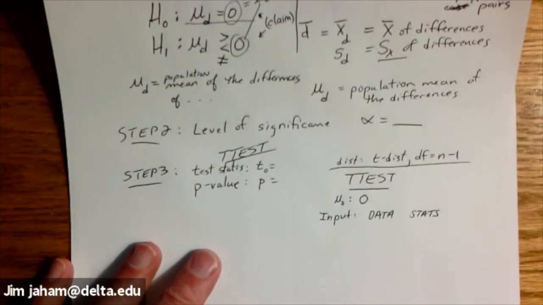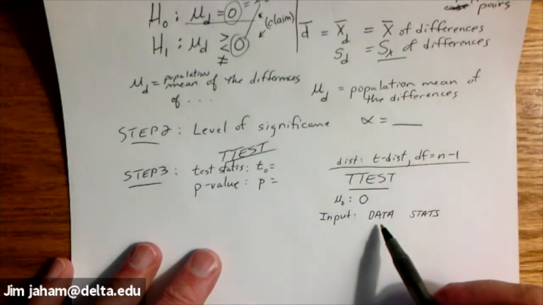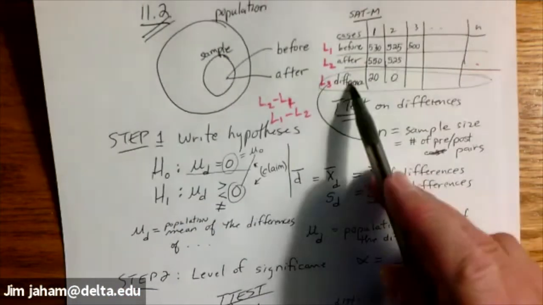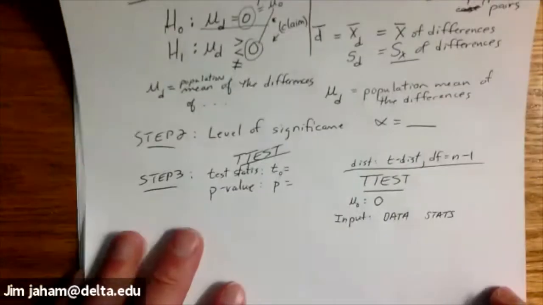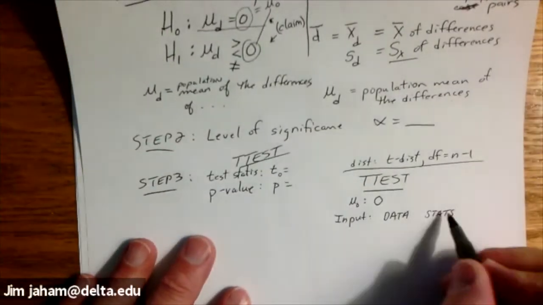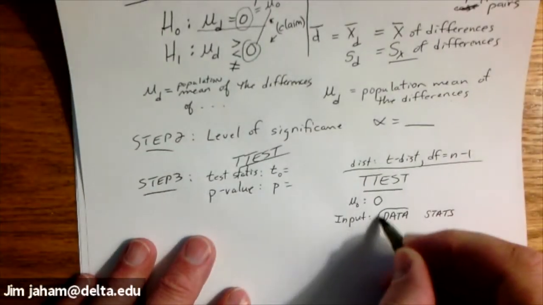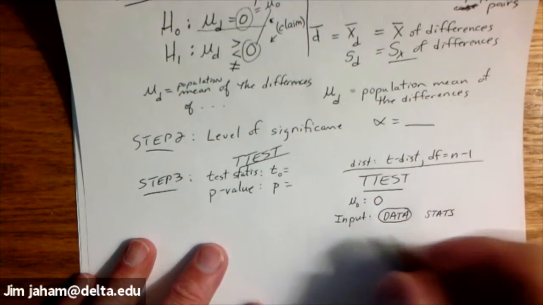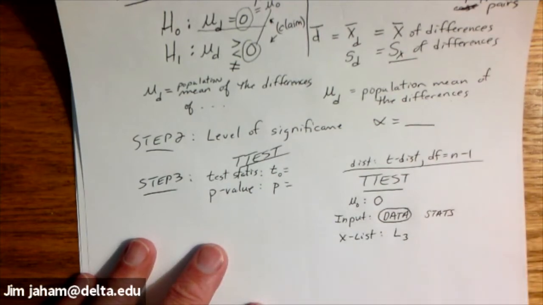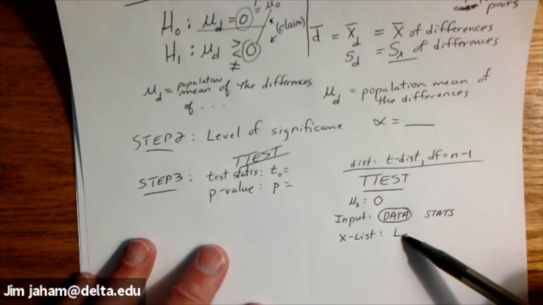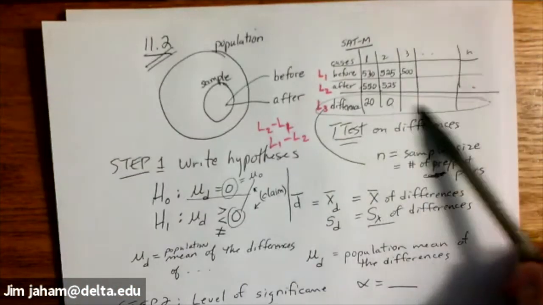And here's the other change. Since all of our differences are going to be sitting in a list, in L3, and we're not going to have the sample mean and the sample standard deviation already calculated, instead of using summary statistics, we're going to use data this time. And it's going to ask you for your X list, and we're going to use L3 because L3 is where all the differences are contained.